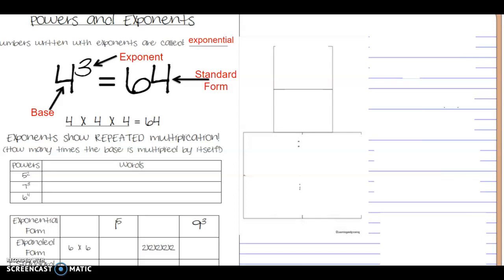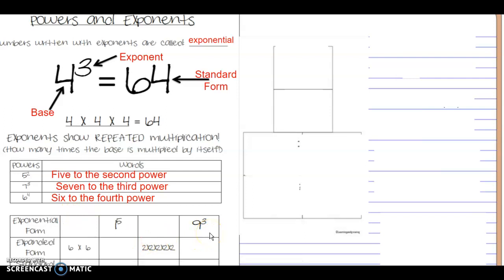So basically, exponents show repeated multiplication. 4 to the 3rd power is 4 times 4 times 4, which gives you 64. Basically, it is how many times the base is multiplied by itself. You can write exponents in words. So we have 5 to the 2nd power, 7 to the 3rd power, and 6 to the 4th power. You want to understand how to say those properly.